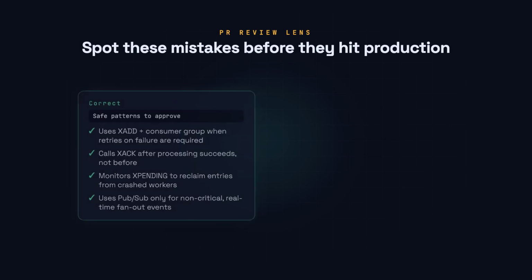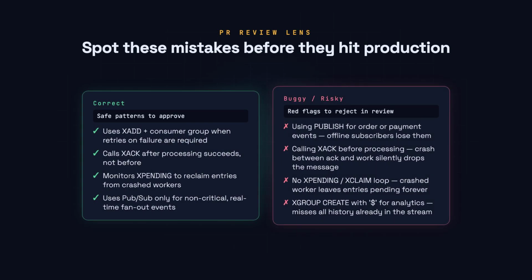When reviewing a pull request, ask, can we afford to lose this message? If not, pub/sub is wrong. Also check that XACK comes after work completes, and that a recovery loop handles pending entries from crashed consumers.